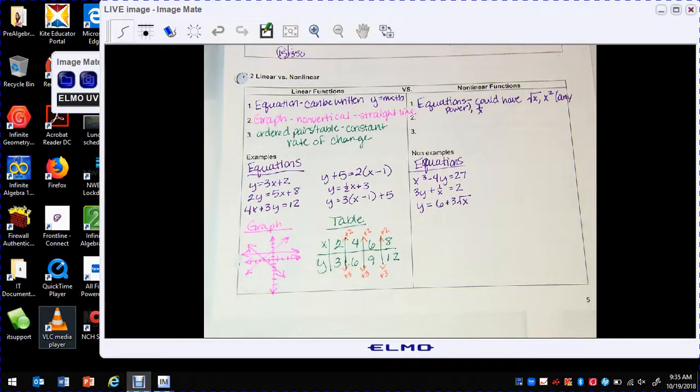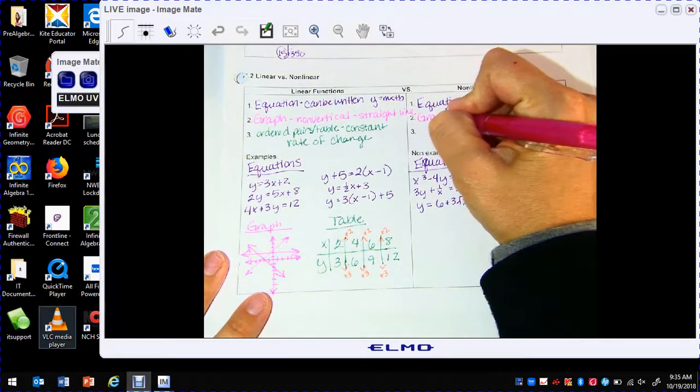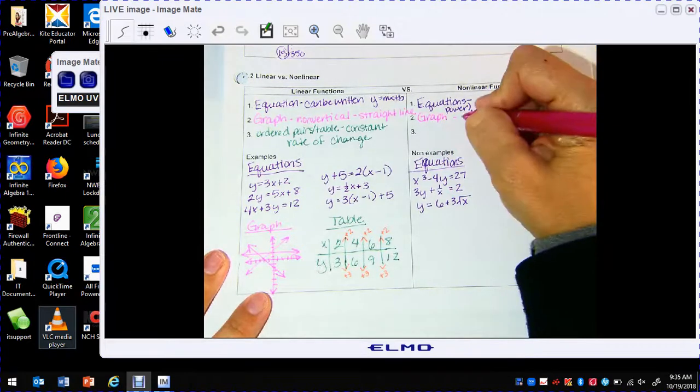So that's the easiest way to tell with equations: is the x just x, or is it in the denominator, or is it to a power or under a root? And now for their graphs, it's obvious. I say it's obvious, but it's just not going to be a straight line.